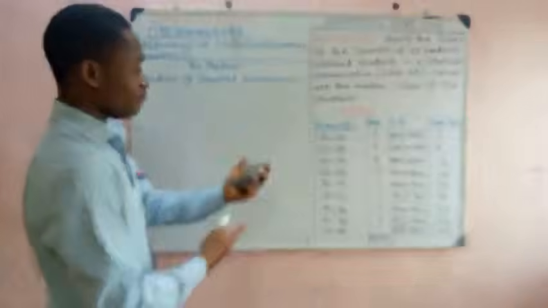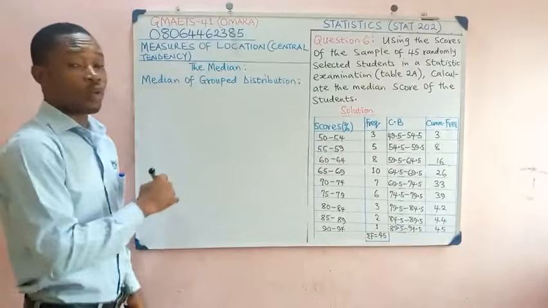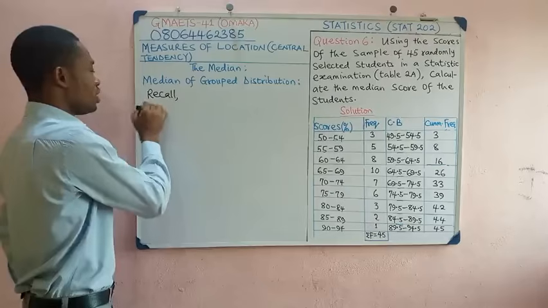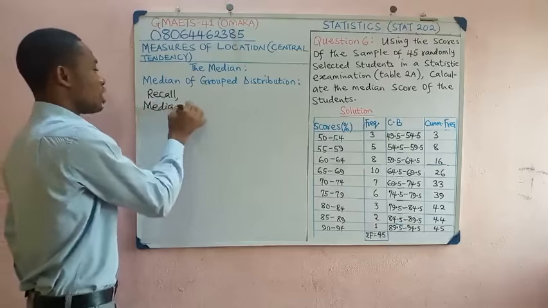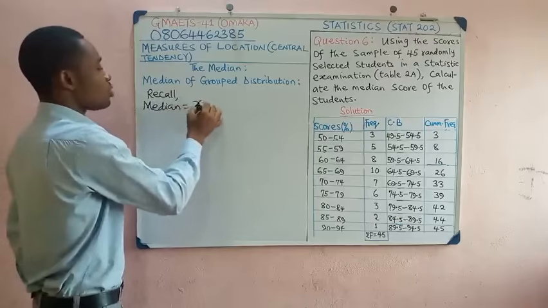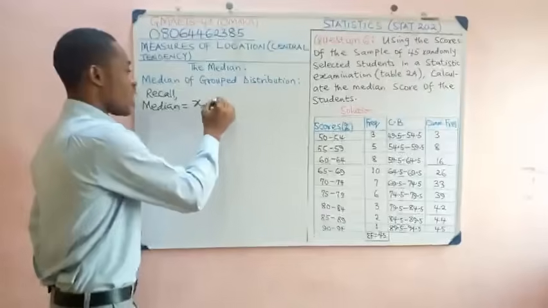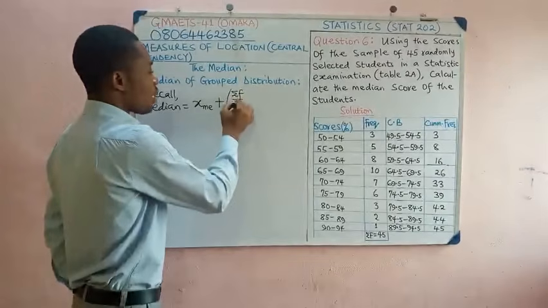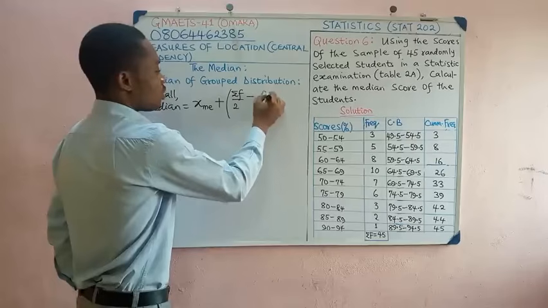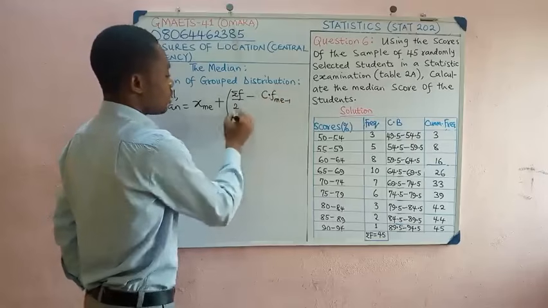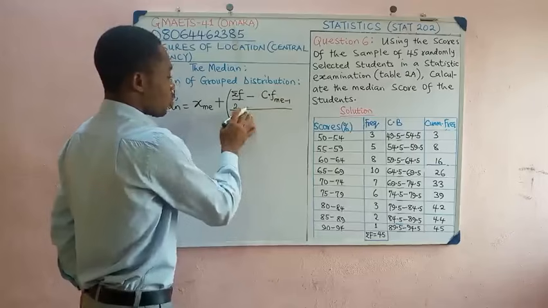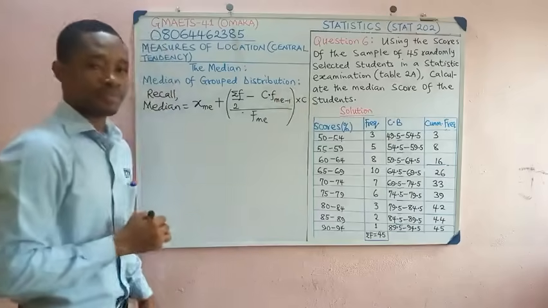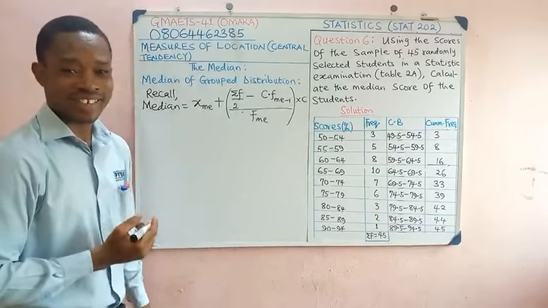So how do we go about that? First of all, let's recall the formula we need to obtain the median score. We already obtained that the median is equal to the lower class boundary of the median class. We're going to add to it, in brackets, the summation of the frequencies divided by 2, minus the cumulative frequency of the pre-median class, all divided by the frequency of the median class. We're going to multiply this term by the class width of the median class.